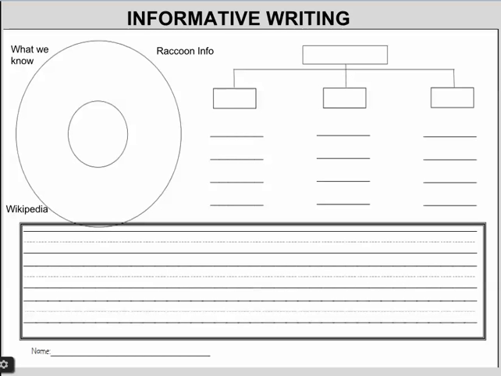I will be teaching you how to write an informative paragraph using a circle map, a tree map, and then finally you will be writing your paragraph. The circle map will help you with organizing your ideas, and the tree map will help you with that as well. Today we will be writing about a raccoon.